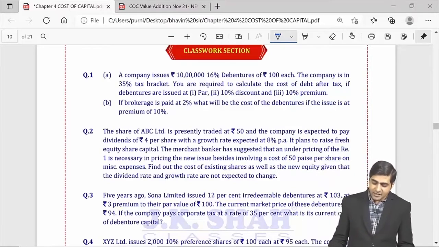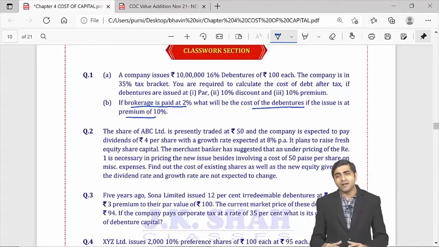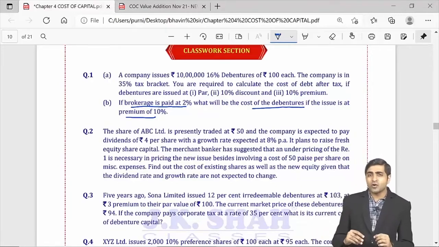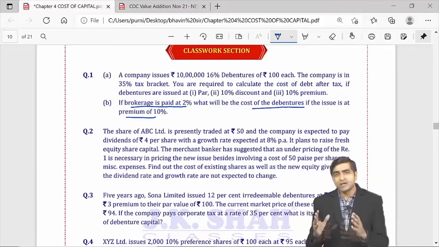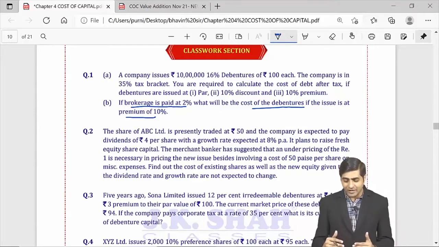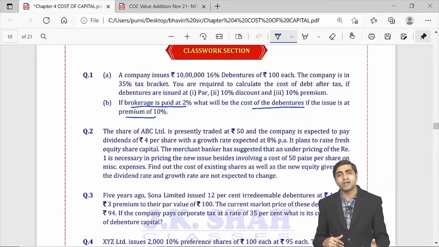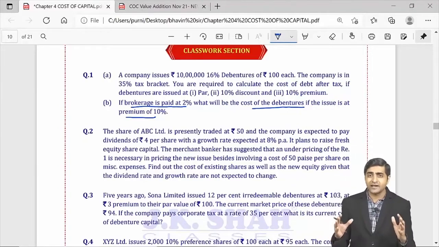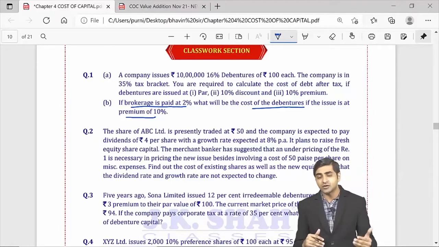Then my dear students, in this particular case, as you can see in the B part, if brokerage is paid at 2%, what will be the cost of debentures if the issue is at 10% premium? Now here also we are going to consider net proceeds by taking whatever is your issue size minus whatever will be your brokerage cost. So guys, here we are issuing it at 10% premium. So whatever will be your 10 lakh rupees, you will add 10% premium to it, and then we'll subtract the brokerage cost to finally get the net proceeds. Okay, so you can very well check this in your solutions. You have taken this into consideration.